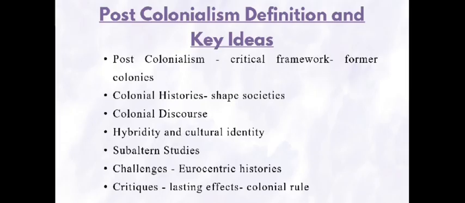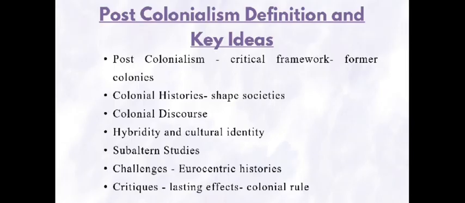Coming to the key thinkers and concepts in postcolonial theory, we have Edward Said. His concept is Orientalism. The West, Europe and America, constructs the Orient, the Middle East and Asia, as exotic, backward and inferior to justify colonial control. Example, Western literature which portrays the East as mysterious or dangerous.